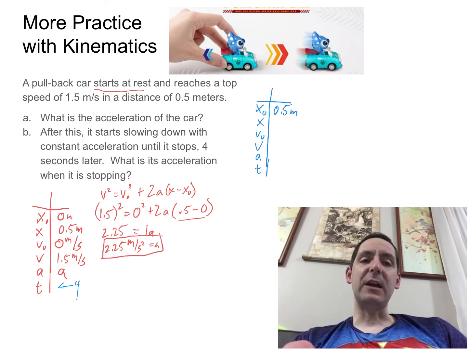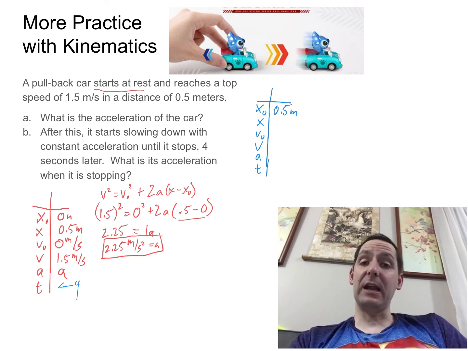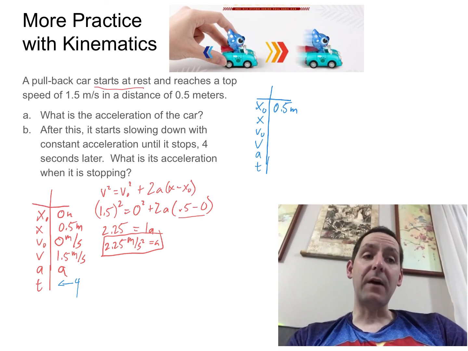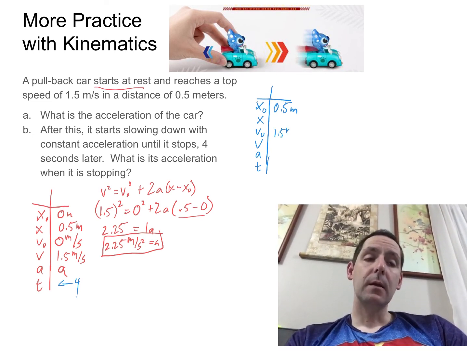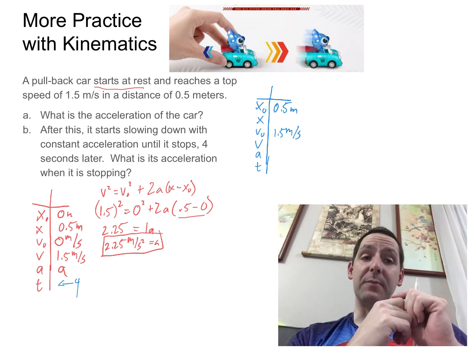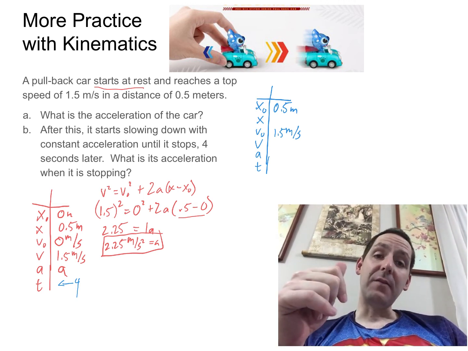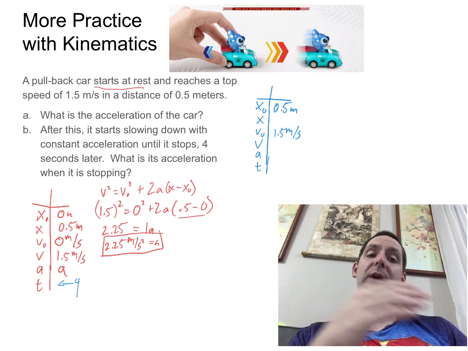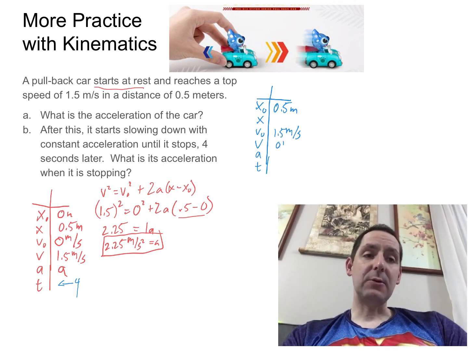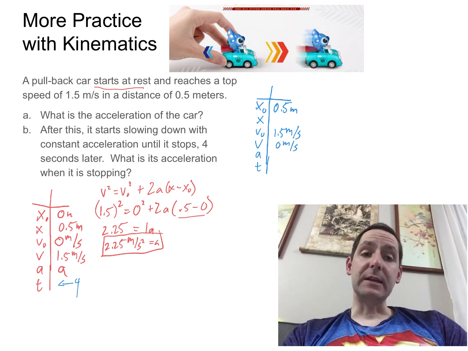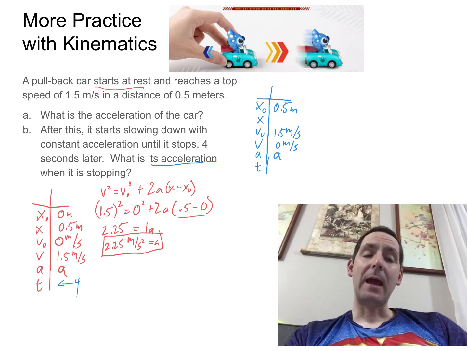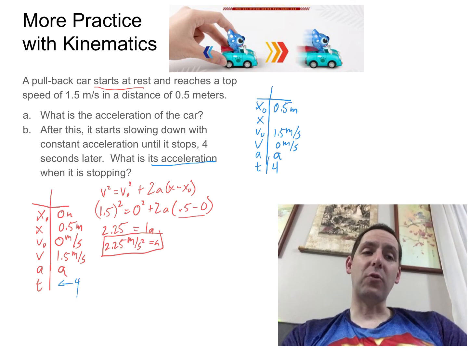We've got the final position. Actually, we don't know where it stops. So I'm going to leave that. The initial velocity is going to be that 1.5 meters per second, right? Because that's how fast it's going at 0.5 meters. And then at the end of that 4 seconds, it says it's slowing down until it stops. So my final velocity is going to be 0. I don't know the acceleration, but that's what it's asking for. So I'm going to look for a. And then time t is going to be 4 seconds.